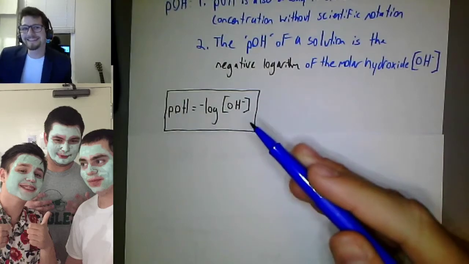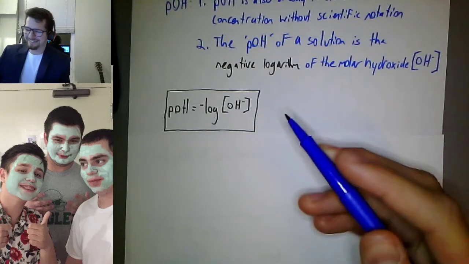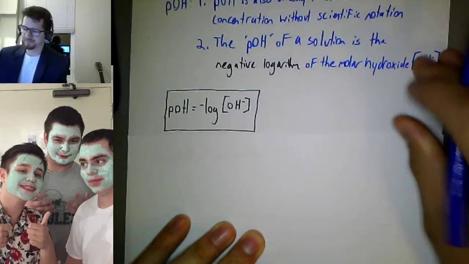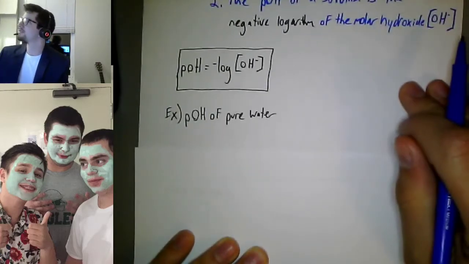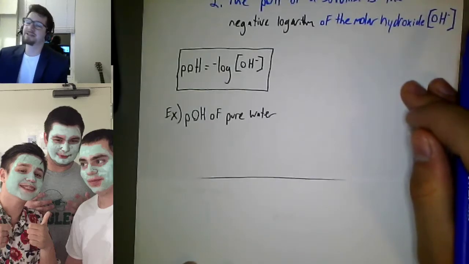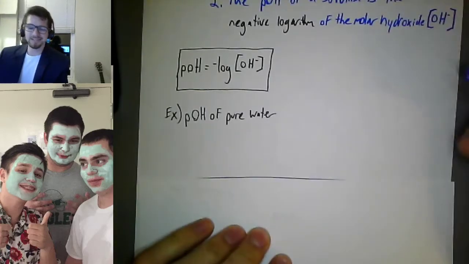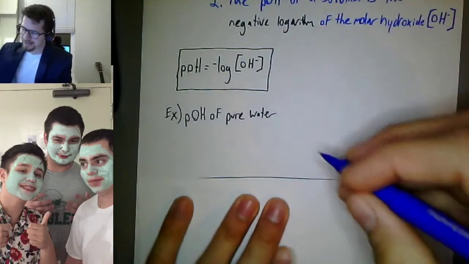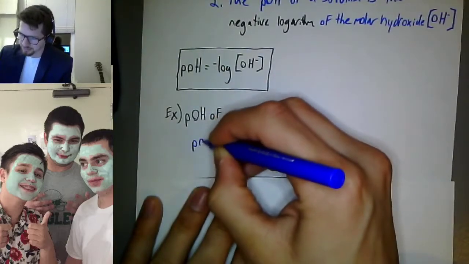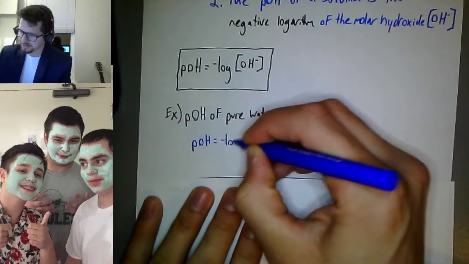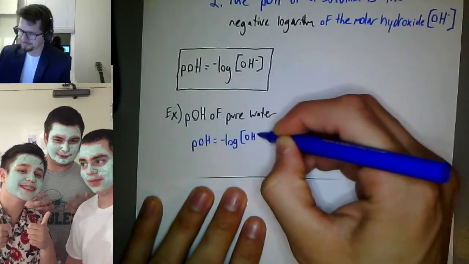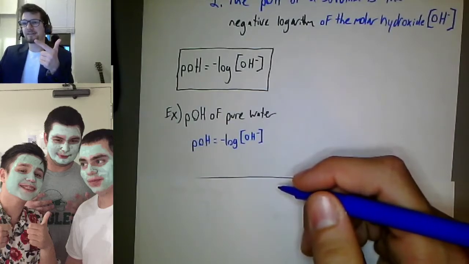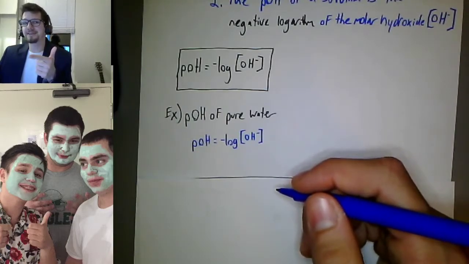Okay, so it's literally the same equation as yesterday, except you're using the hydroxide instead of the hydronium. So let's say I did ask you for the pOH of pure water. It's probably not going to happen, but let's just say I did. Well, we know that my equation is pOH equals the negative log of the hydroxide. We know that the hydroxide and the hydronium content are both 1.0 times 10 to the negative 7.